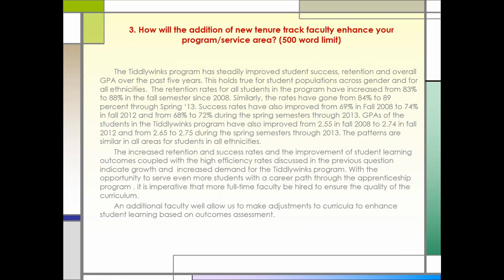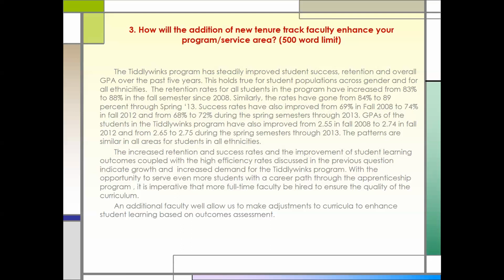Look at the middle paragraph. It'd be nice to, okay, so the opportunity to serve even more students with a career path through the apprenticeship programs, and it's imperative that we have more full-time faculty. So you can add, for example, how many students do you expect to serve through that apprenticeship program? Is there really a demand? Has it been documented? So it's connecting the dots to show that things are nicely interwoven.